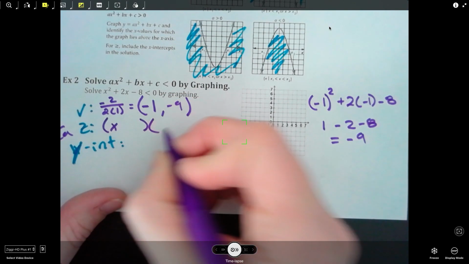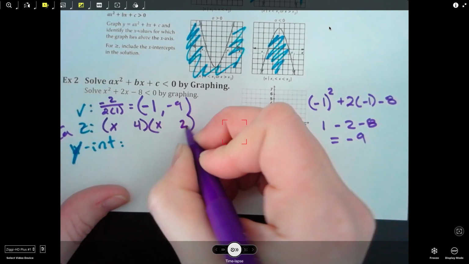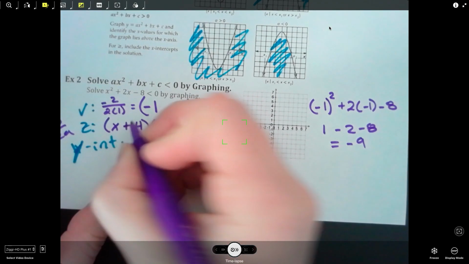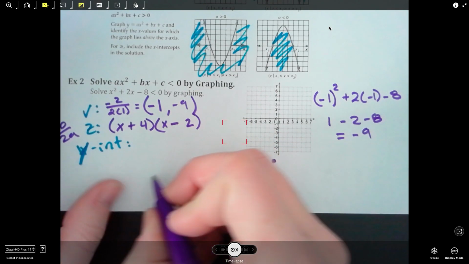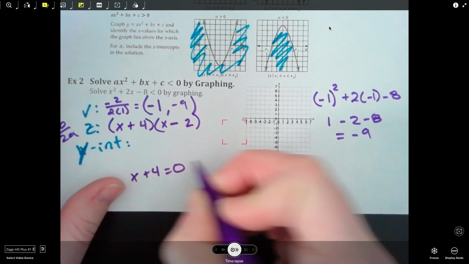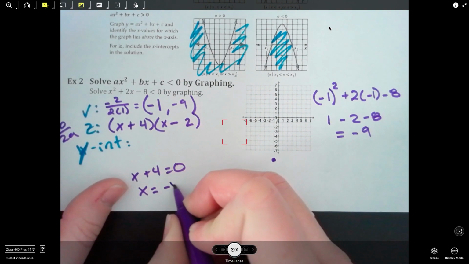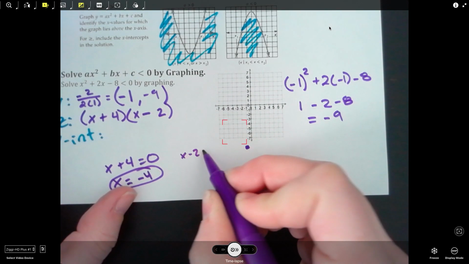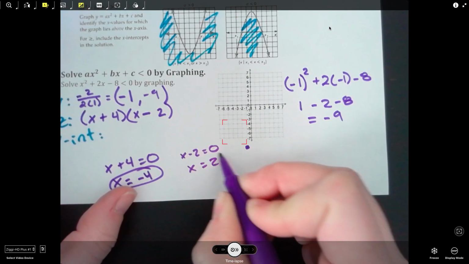So we want them to add together to be positive. So which one has to be positive? The 4 has to be positive, right? But then when I do x plus 4 equals 0, the 4 is actually negative when I set it equal to 0, right? And then I do x minus 2 equals 0. So x actually is equal to positive 2.